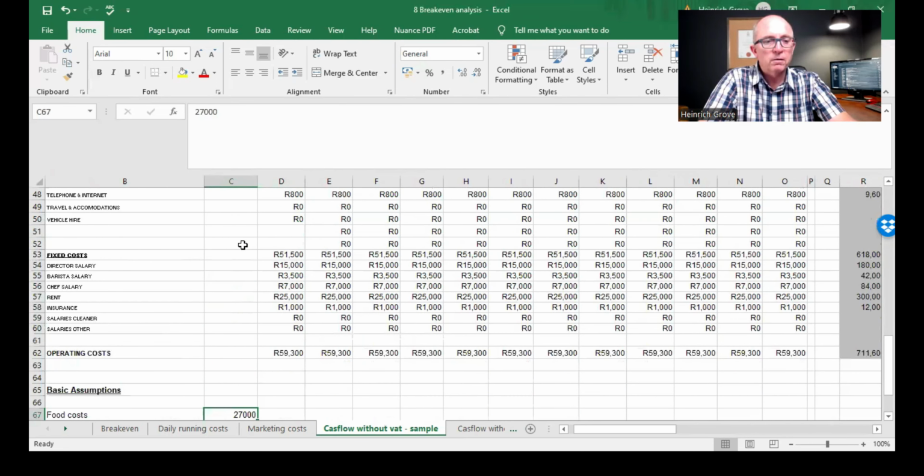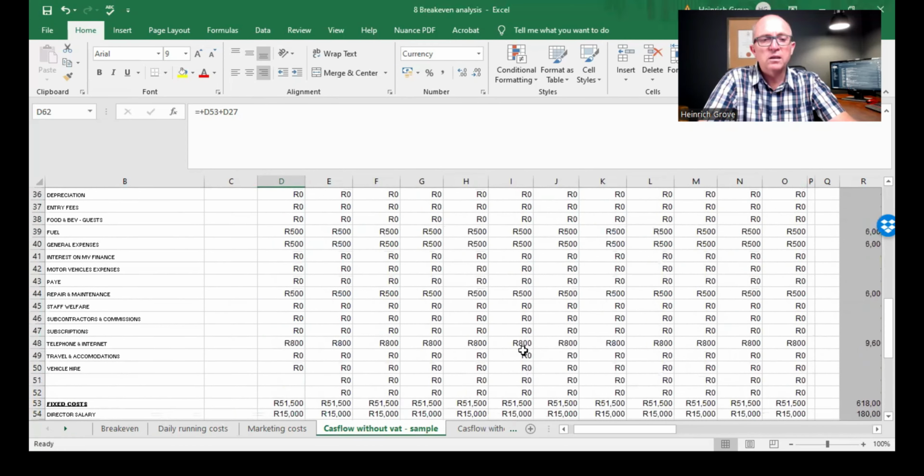You can see over here we've got the fixed cost, we've got a salary for the director, for the barista, for a chef, and we've got rent in there, insurance, salaries for cleaners, and zero other salaries. So you can see that the fixed cost was 51,000 Rand, so the total cost then works out to 59,300. And obviously this thing isn't fixed.